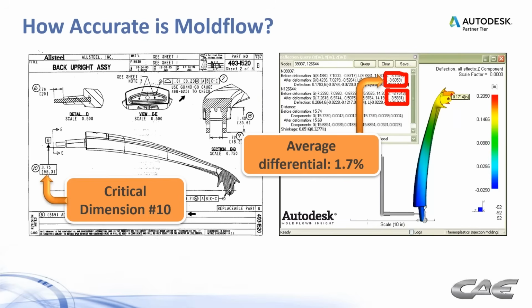So let's get the first one, maybe one of the most important ones out of the way. How accurate really is it? This is something we worked on 10 years ago. Here's a critical dimension that needed to be met, and the predictive analysis on this showed that we were about 1.7% off, so pretty darn accurate.